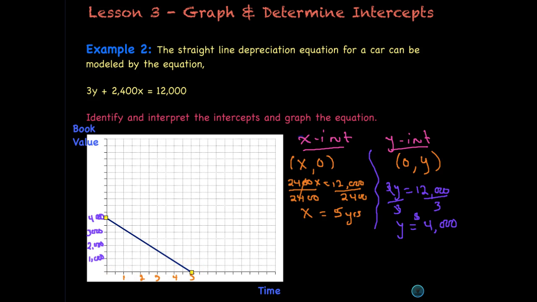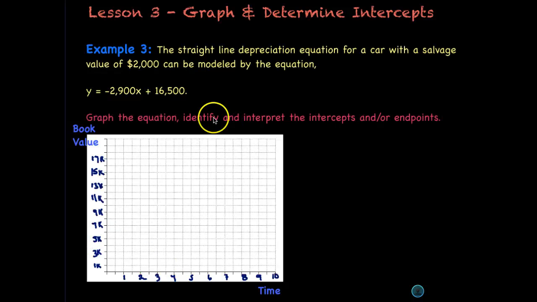Let's try a third example. Example 3. The straight line depreciation equation for a car with a salvage value of 2,000 can be modeled by this equation. We want to graph the equation, identify and interpret the intercepts and/or endpoints. Notice that I'm using endpoints now because we have a salvage value. So think about this. Will we ever have an x-intercept in this problem? Hopefully you are saying no, because we're never going to get to 0. So let's go ahead and graph this equation though.